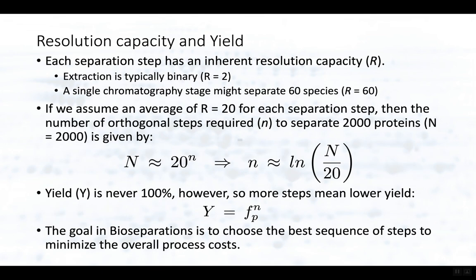All right, so that brings up 2 issues. And one issue is, what is the resolution capacity of any given process? Okay, and that can range from, an extraction is typically binary. You'll remove some things from other things, and that's it. Okay, a single chromatography stage, if you're doing liquid chromatography, you might separate up to 60 different species.